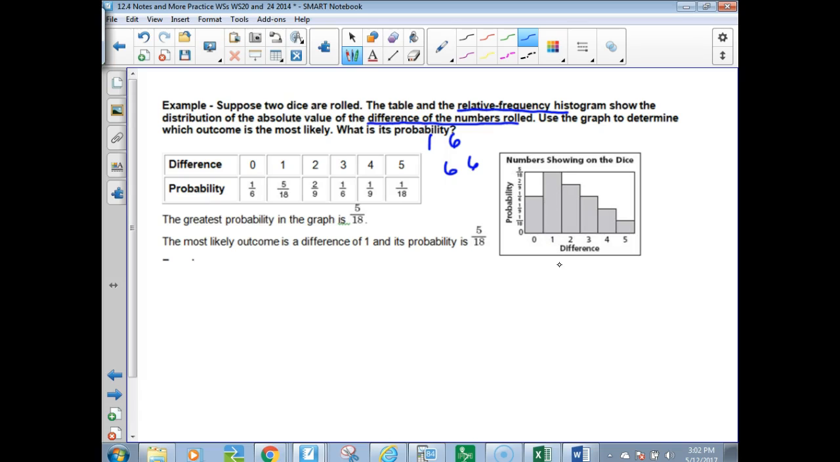What's the second most common difference? Would be 2. And what's the least common? Getting a 5. Okay? So the greatest probability in the graph is 5/18. That's this one. It goes up to 5/18, and that's illustrated. The most likely outcome is the difference of 1, and the probability is 5/18.